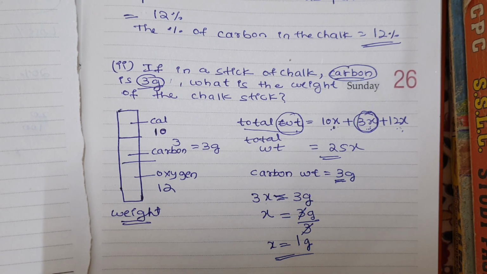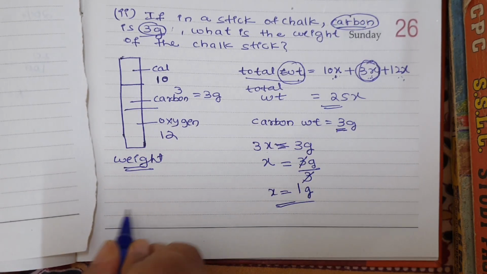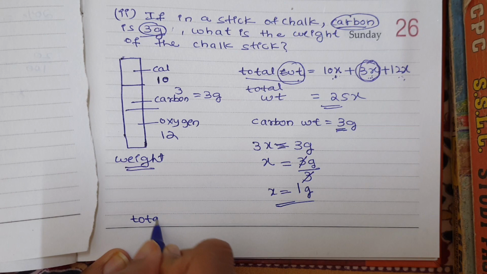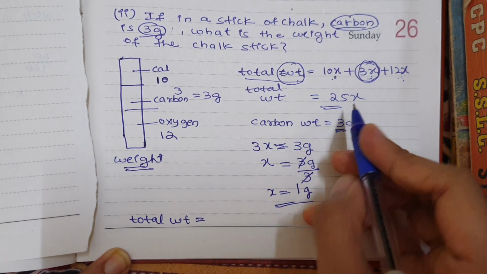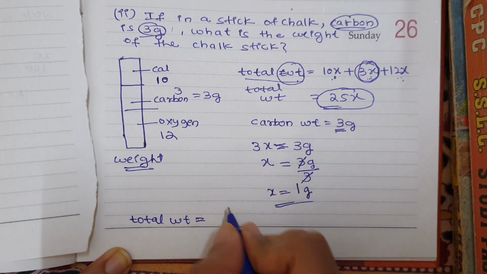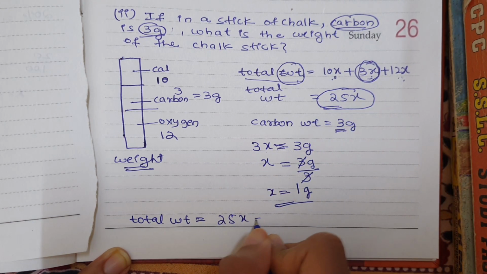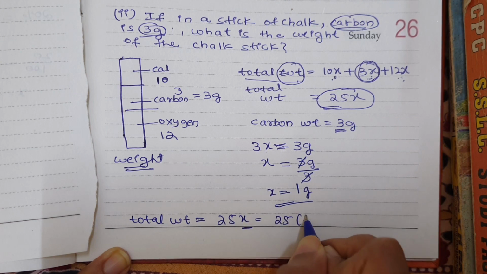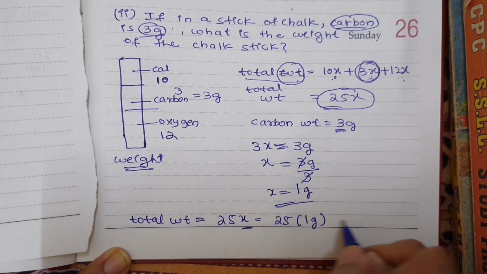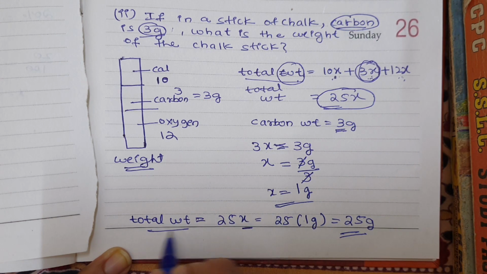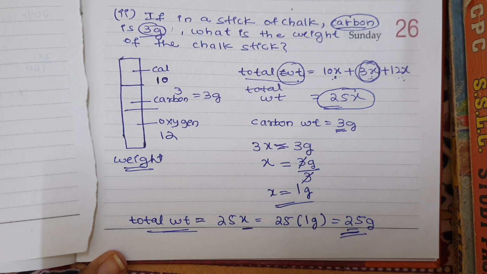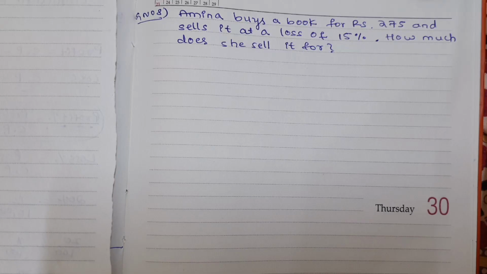Now we have to find the total weight. Total weight is equals to 25x. We have to replace this x with 1 gram. So 25 into 1 gram is nothing but 25 gram. So the total weight of a chalk is 25 gram. Understood? Shall we move to the next question?